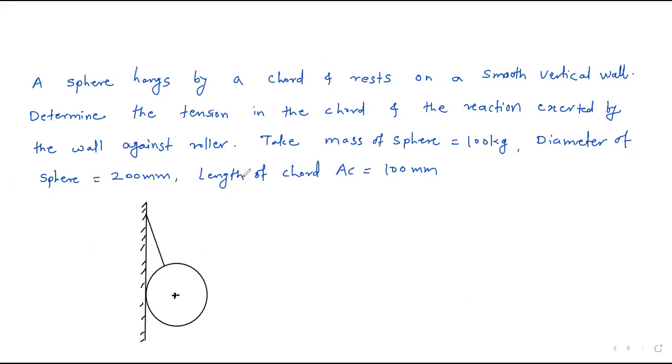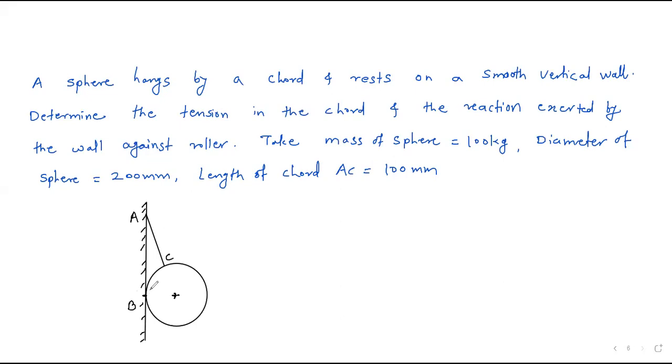So this is the only given diagram. They call this point A, this is C, and they call this point B, where it comes into contact with the surface of this sphere. That is the point B. So this is the only given diagram.